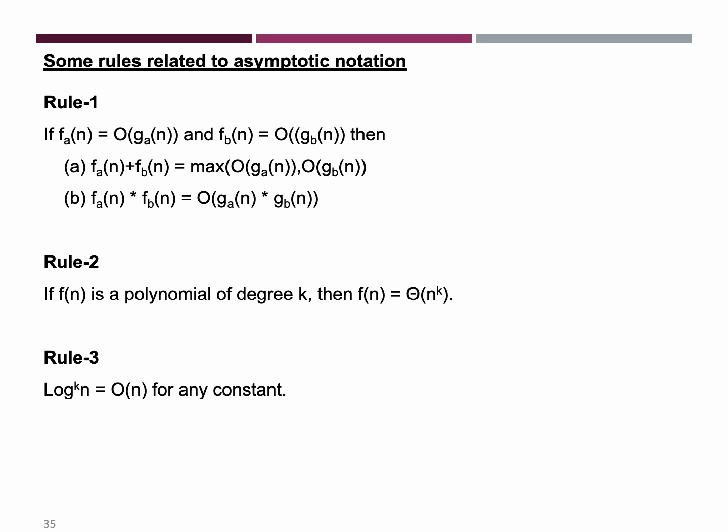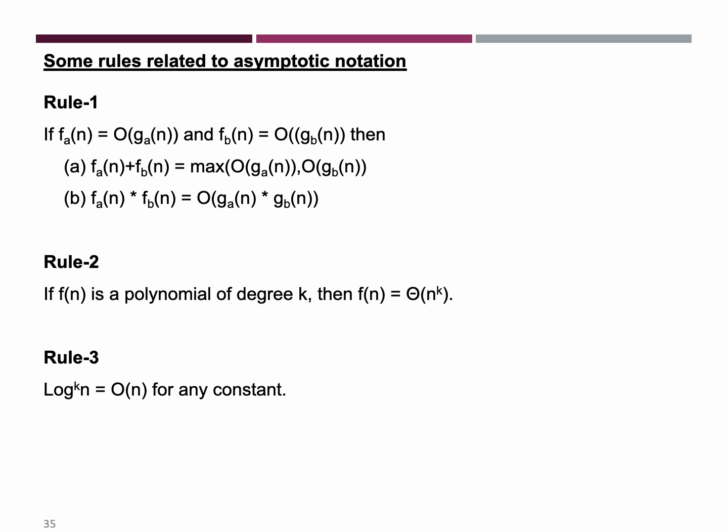For example, if a(n) is big O of n and b(n) is big O of log n, then their product is big O of n log n. This is rule 1.